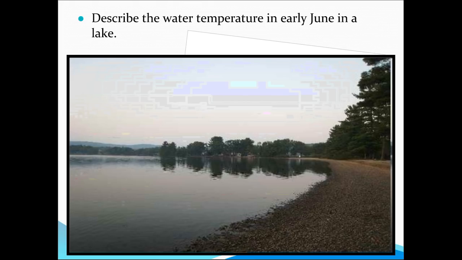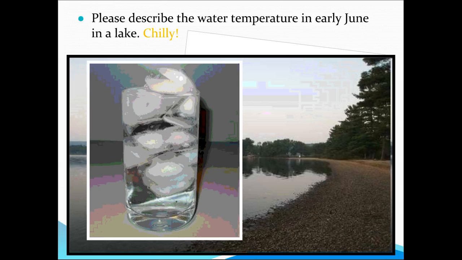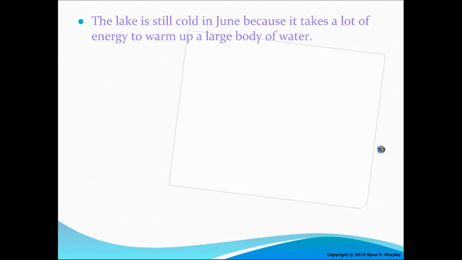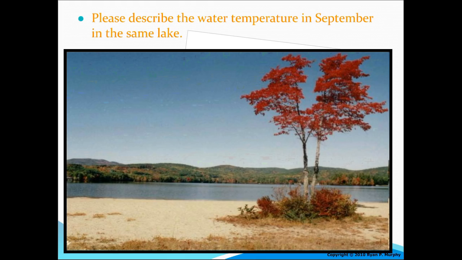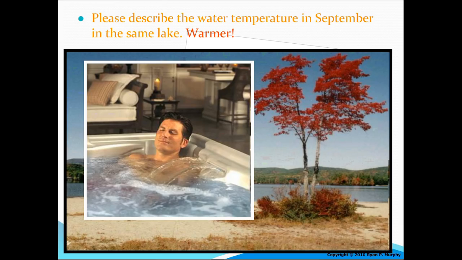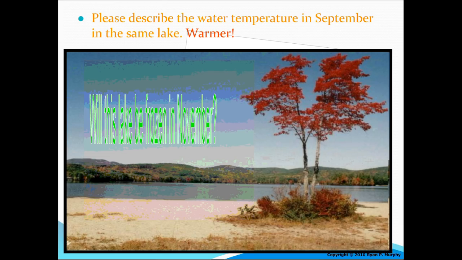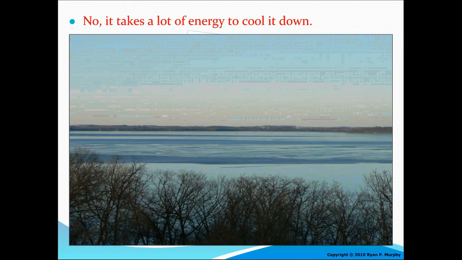Just think about this. Temperature of a lake in early June. Definitely chilly, even though it may be in the 70s or even 80s outside. The lake's still cold in June because it takes a lot of energy to warm up a large body of water. After several months of warmth, the temperature in September in that same lake is much warmer. Will it be frozen in November? Not yet. It takes a lot of energy to cool it down. Water heats up slowly, but it also cools down very slowly.